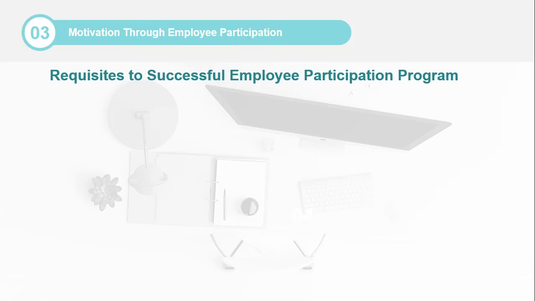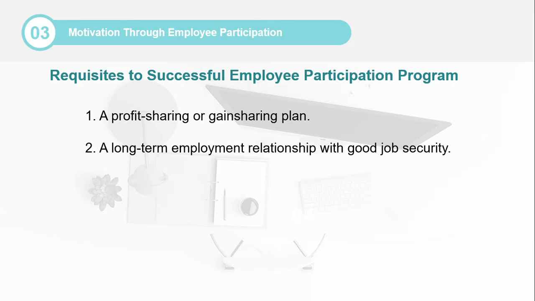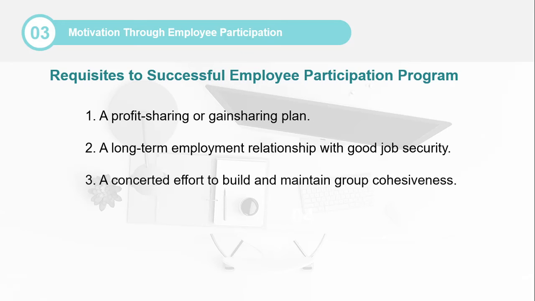So next, we will discuss requisites to a successful employee participation program. To succeed, an employee participation program will require the following. First is a profit sharing or gain sharing plan. Next is a long-term employment relationship with good job security. Third is a concerted effort to build and maintain group cohesiveness. Lastly, the fourth, protection of the individual employee's rights.